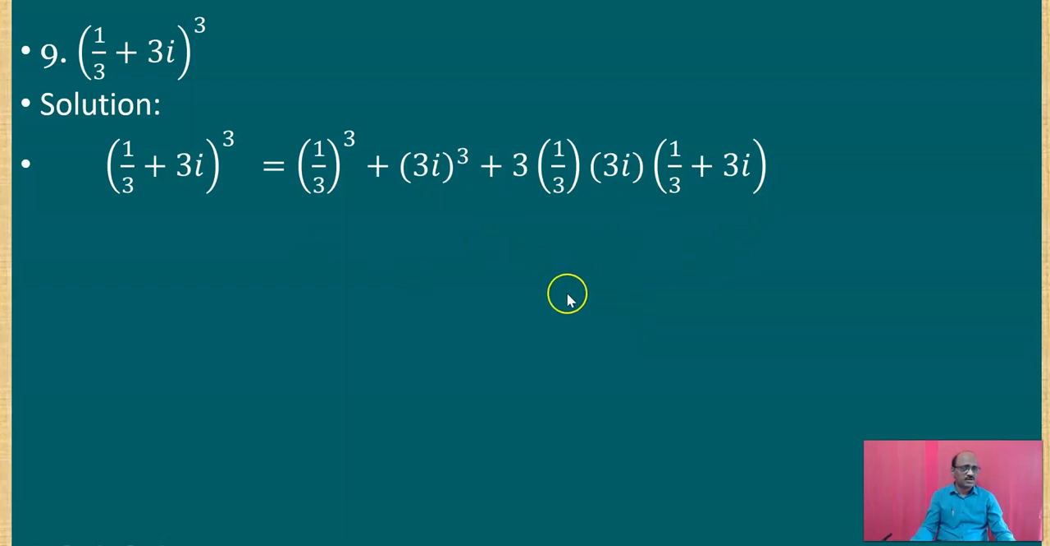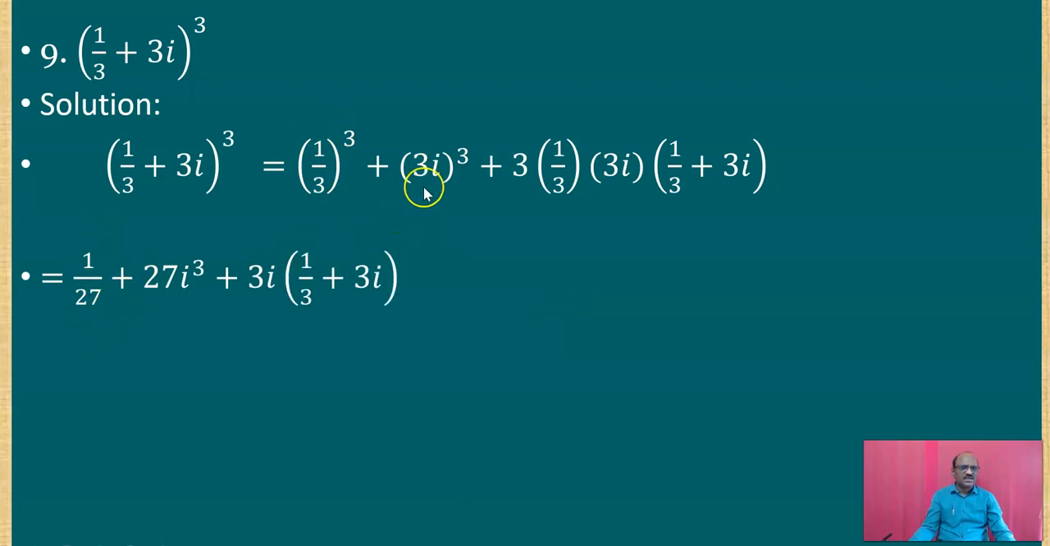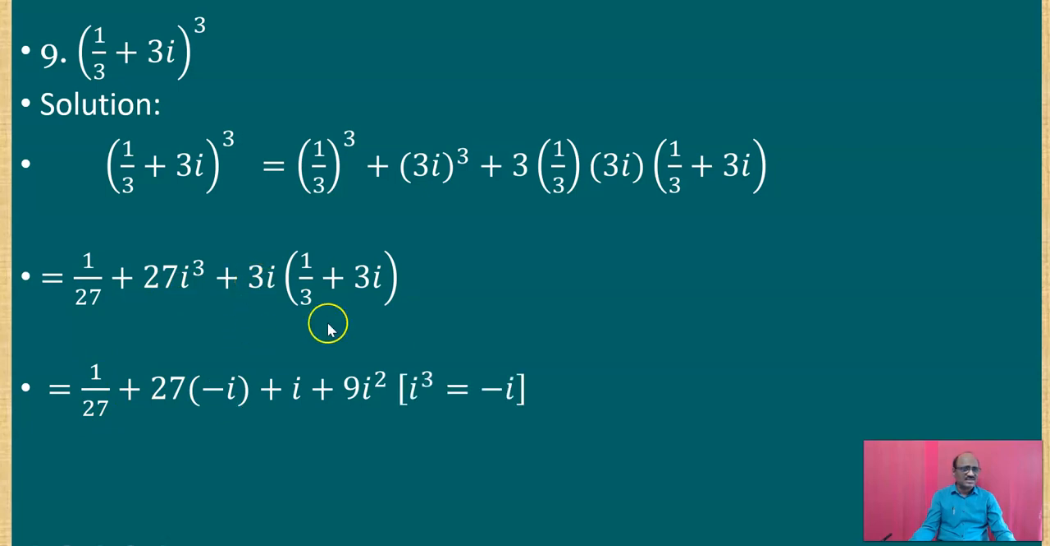Now simple normal simplification: (1/3)³ means 1/27, plus (3i)³ means 27i³. Next, the 3 gets cancelled, you will get 3i(1/3 + 3i). Next simplification: 1/27; i³ means −i. Now the 3 gets cancelled, you will get i; 3i into 3i is 9i². I³ is −i. Therefore you will get 1/27 − 27i + i − 9, and i² is −1.